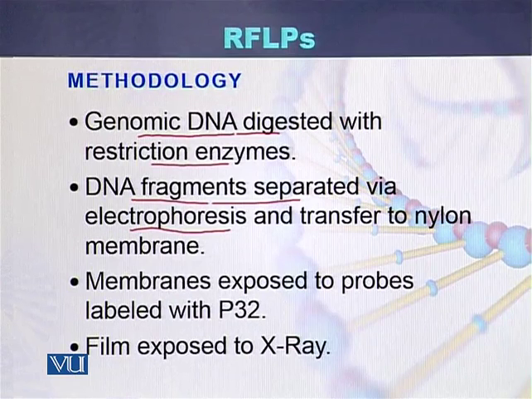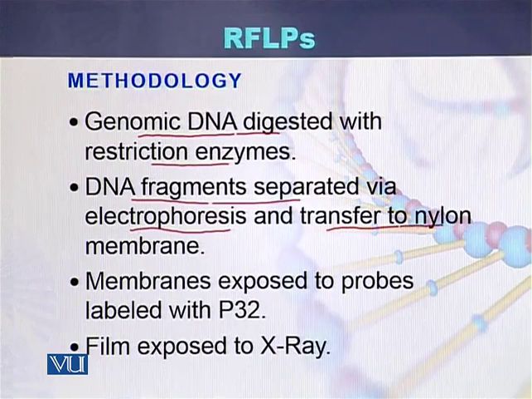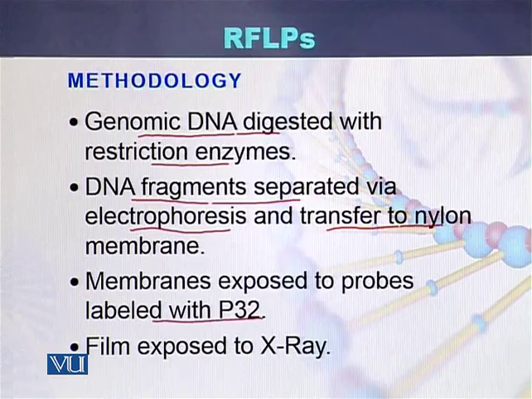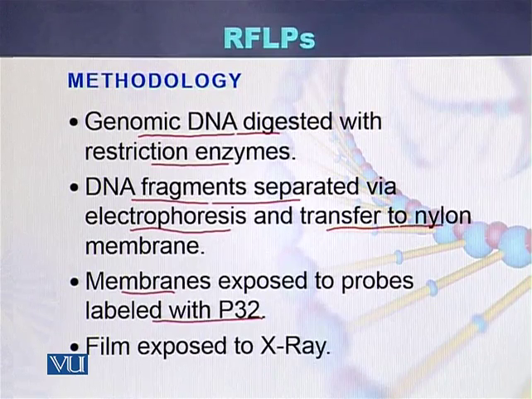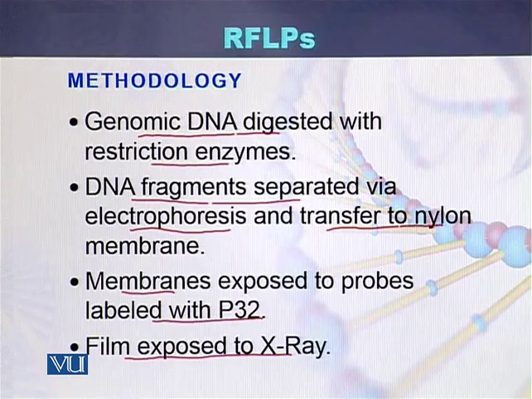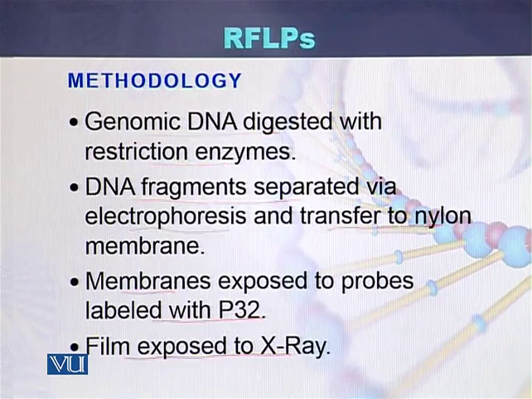Once they are separated, those DNA fragments are transferred to the nylon membrane. Then the probe, which is a labeled DNA sequence, is exposed to the membrane where the DNA fragments have been transferred. Once the probe binds to the complementary DNA on the nylon membrane, the film is exposed to X-rays to study the results of restriction fragment length polymorphism. So this is how this technique is performed.